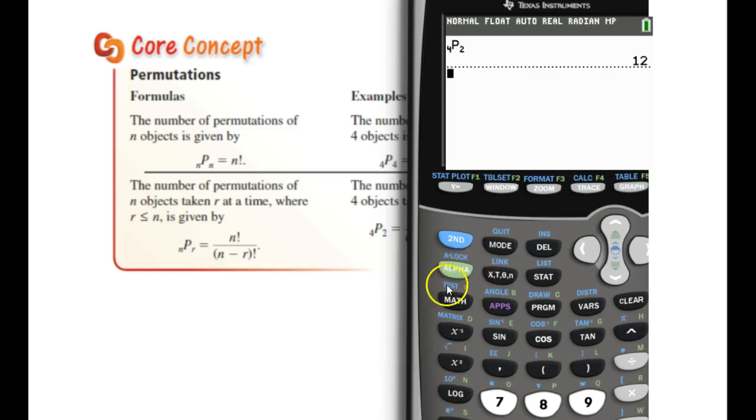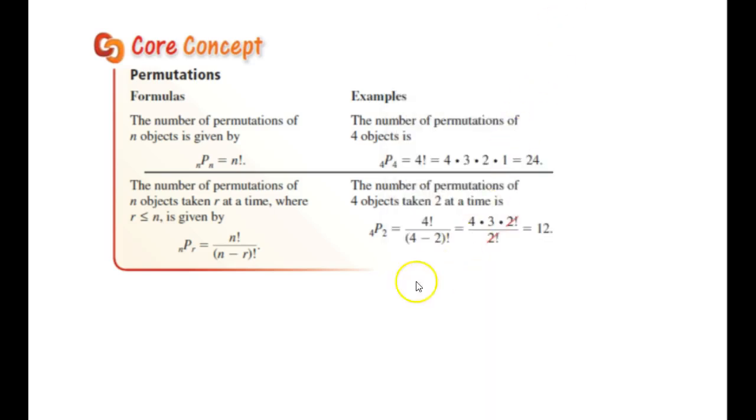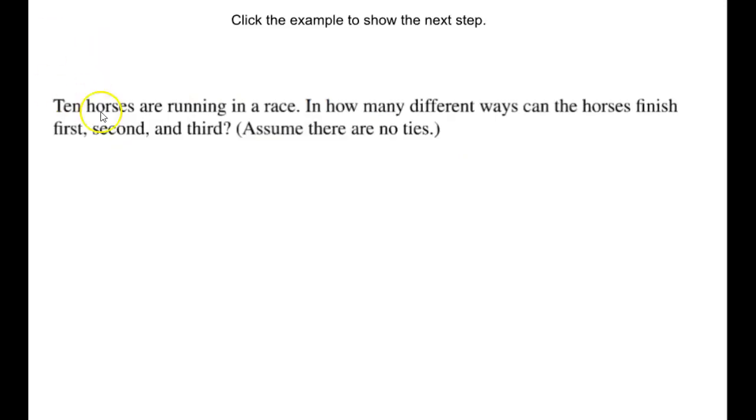So then I see I have 12 different possibilities, which is what we saw before too. My calculator can help me with this, or if I don't have a calculator, I can do it by hand. So I have 4 factorial divided by (4 minus 2) factorial, which ends up being 12. So now let's look at an example of this.